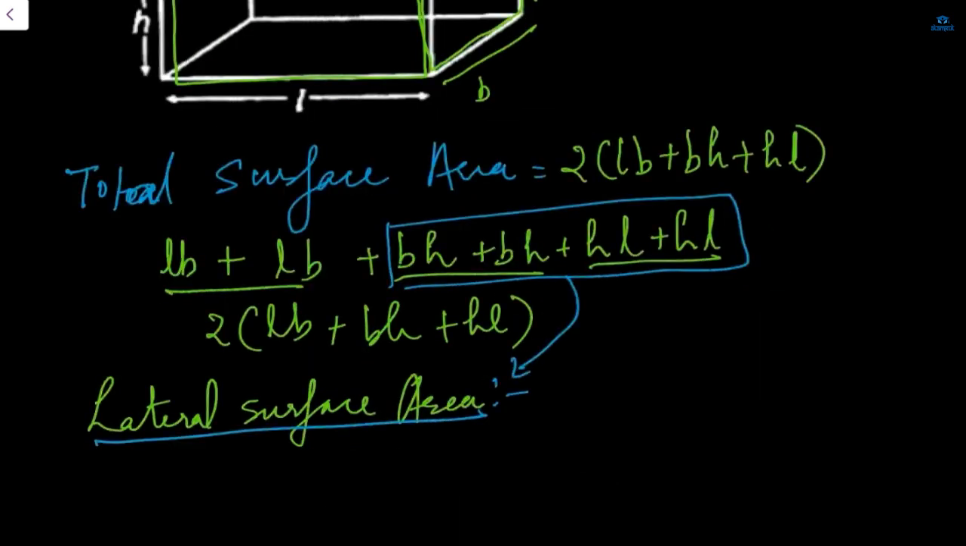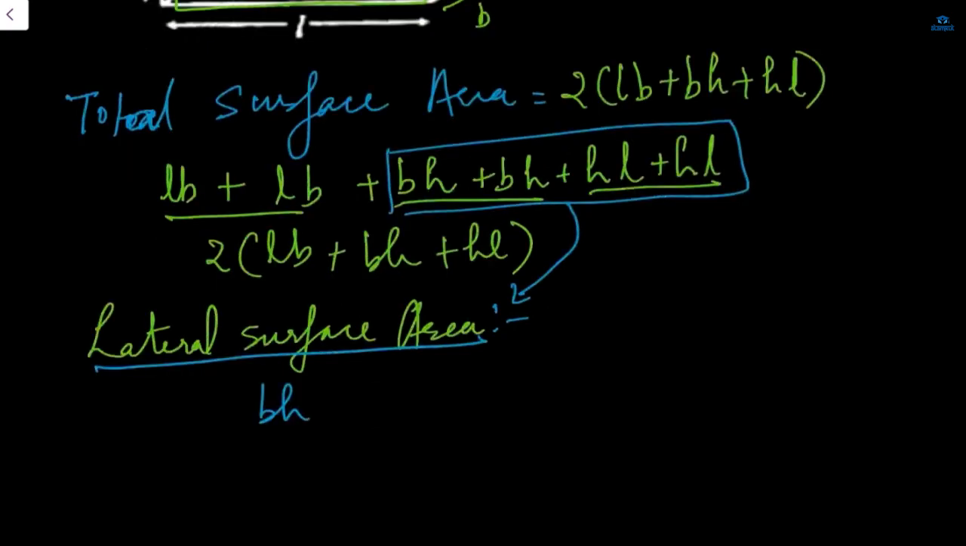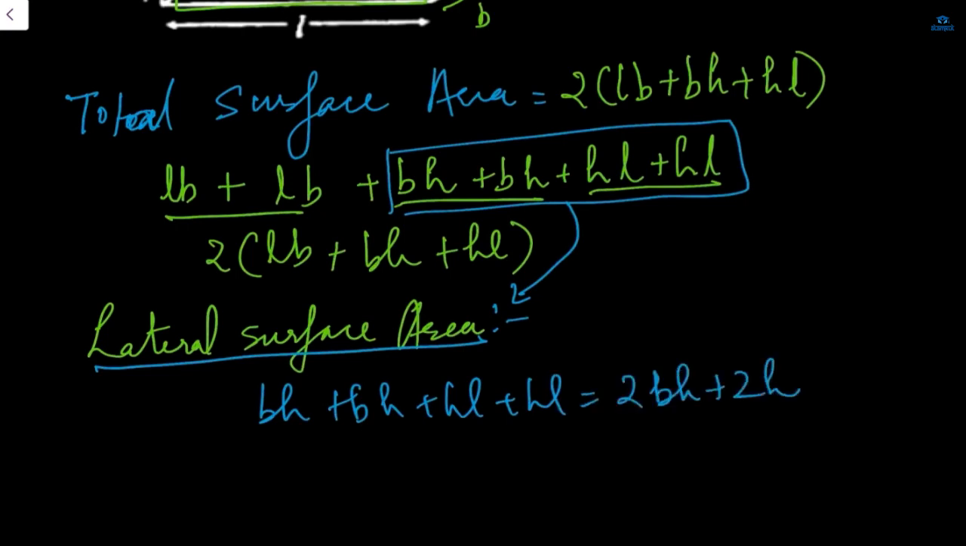You can take H. H is in everyone. Okay, so we can take H common and 2 is also common. You can write this as 2BH, or I will write here, BH plus BH plus HL plus HL. So you can write 2BH plus 2HL. Okay, so 2 can be taken out, BH plus HL, which can be written as 2 into (B plus L) into H.